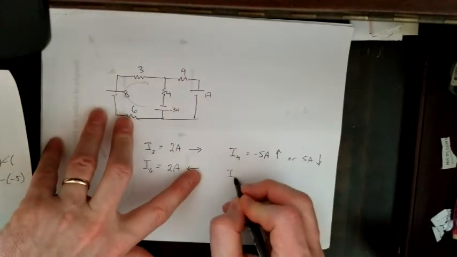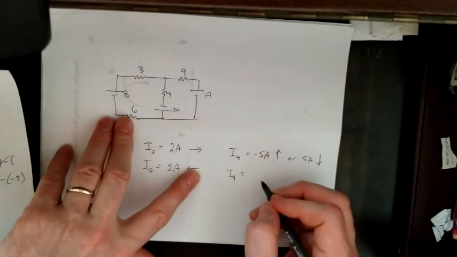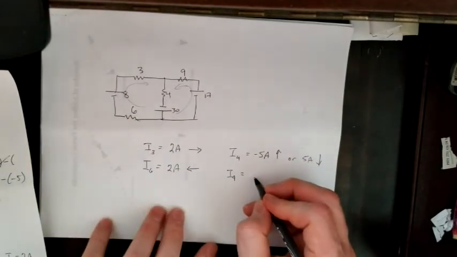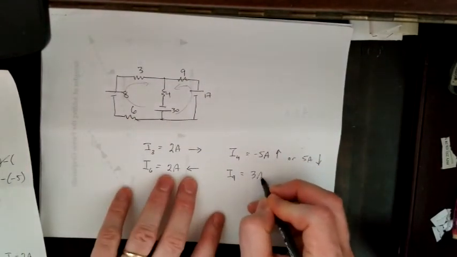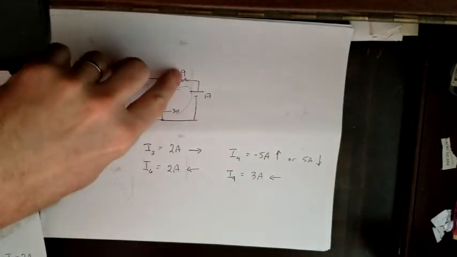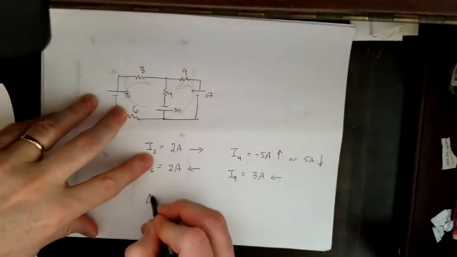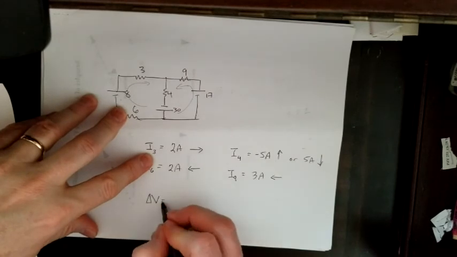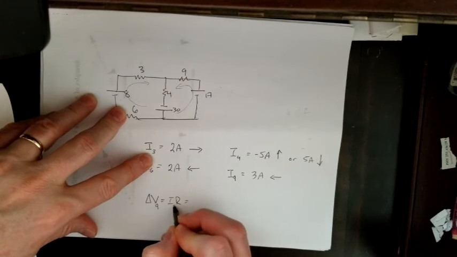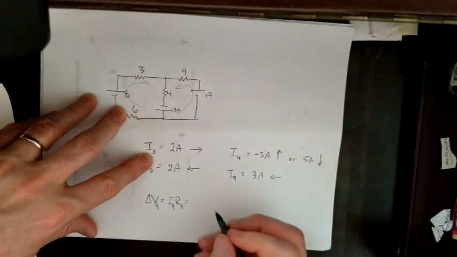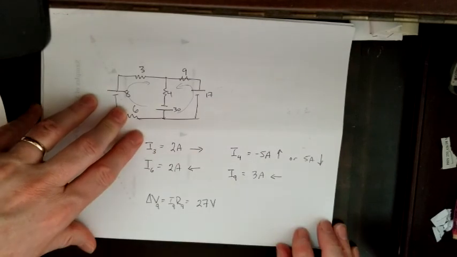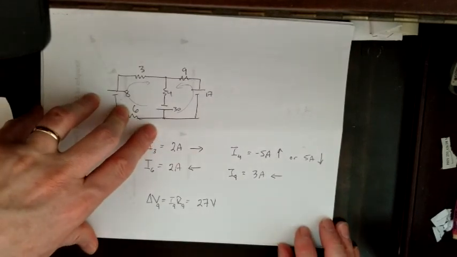And then the current flowing across the 9 ohm resistor I had defined as going this way, and I ended up with a +3, so it's 3 amperes that way. If I wanted to know, we'll just take this one right here. What is the potential difference across that? Well, I know that's equal to I times R. This is across the 9. That is 27 volts.